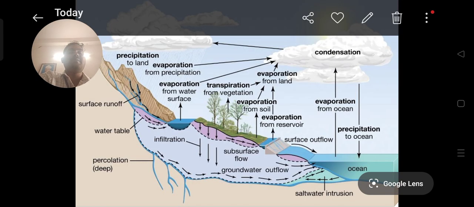Now, whether surface runoff or subsurface runoff takes place is based on the aquifers. Generally the ground is classified into many types, but majorly there are two types: confined aquifer and unconfined aquifer.